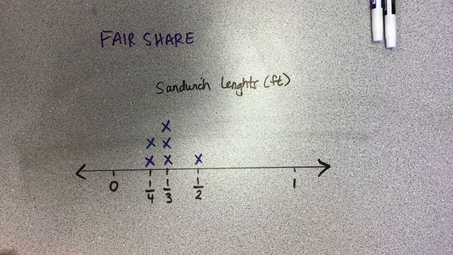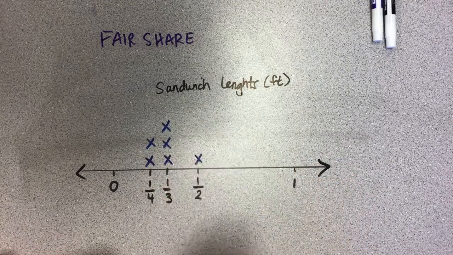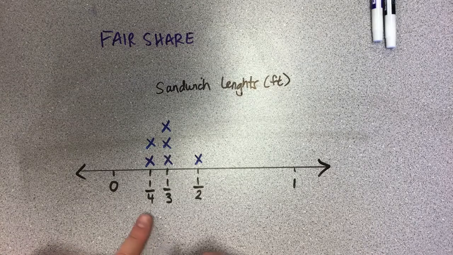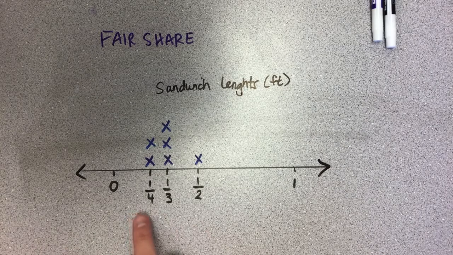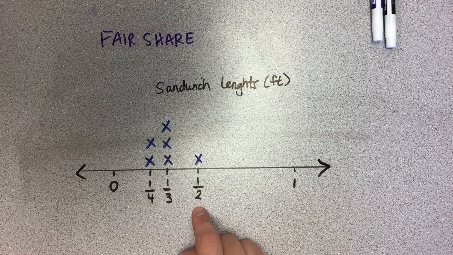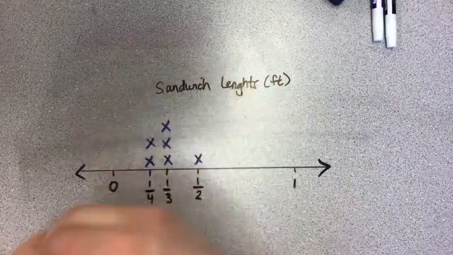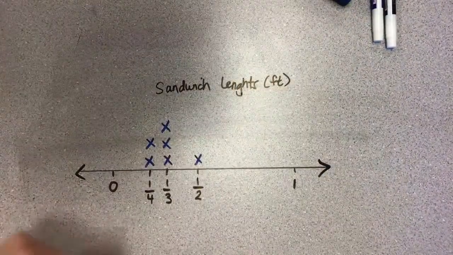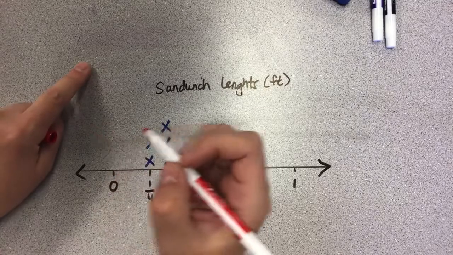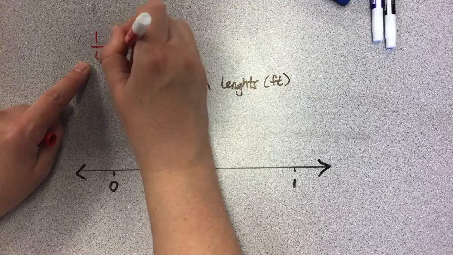Okay? So let's go ahead and find the fair share of this. All right? First, we're going to add the fractions together. So notice that we have 2 of them that are 1/4, 3 that are 1/3, and 1 that's 1/2. So let's go ahead and add these first. Because we have, I'll erase this up here, I'm going to add it up here, okay? So because we have 2 of them that are 1/4, I'm going to go ahead and do 1/4 plus 1/4, okay?